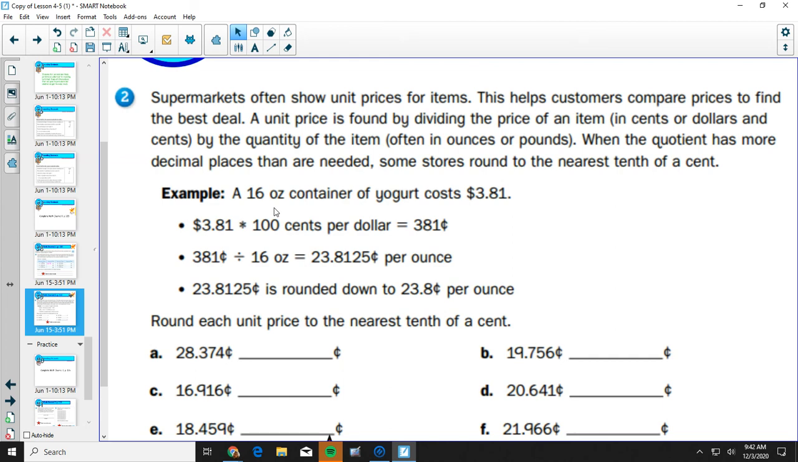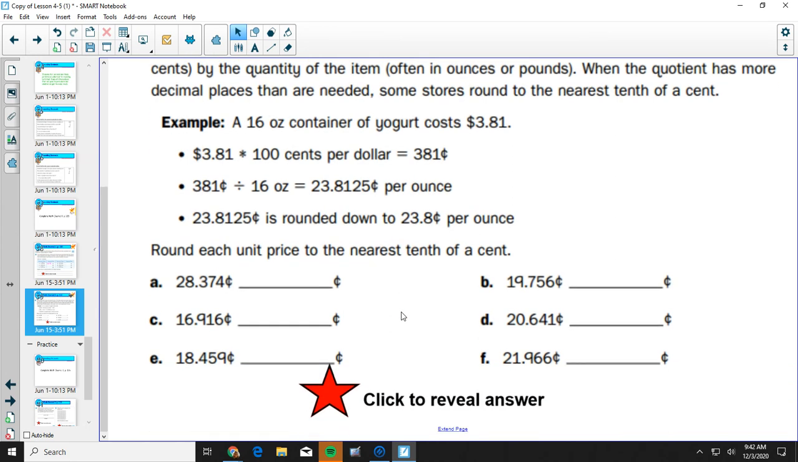So for example, a 16-ounce container of yogurt costs $3.81. $3.81 times 100 cents per dollar equals 381 cents. 381 divided by 16 equals 23.8125 cents per ounce. We're going to round that down to 23.8 cents per ounce. So what I want you to do here, you don't have to do those first 2 parts. They've already done that for you. You're going to round each unit price to the nearest tenth.